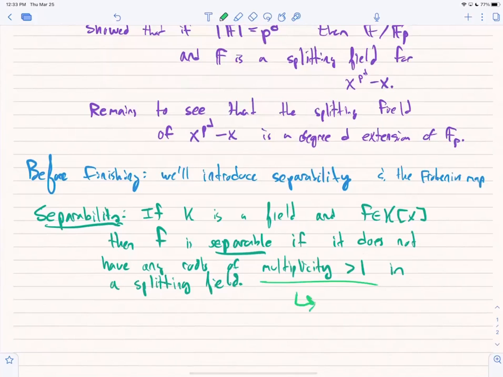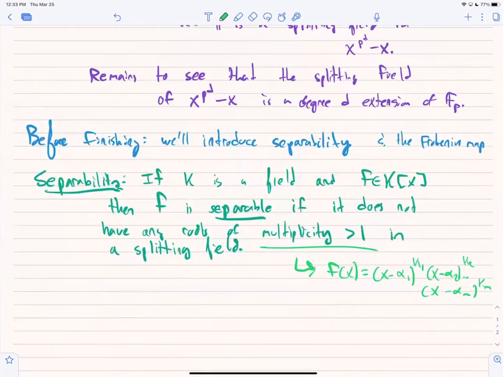In the splitting field, f of x is going to factor as x minus alpha 1 to the k1, and so on. This literally means write down the factorization into linear factors. Multiplicity greater than 1 just means: alpha i has multiplicity ki.